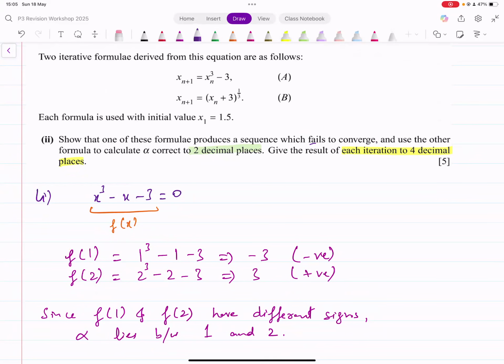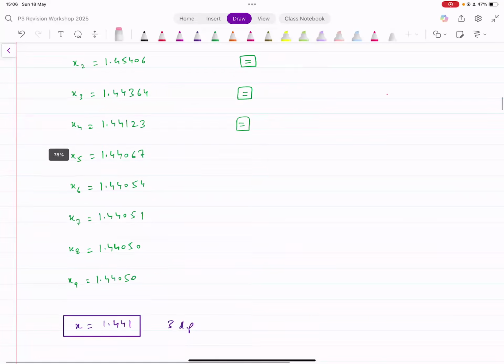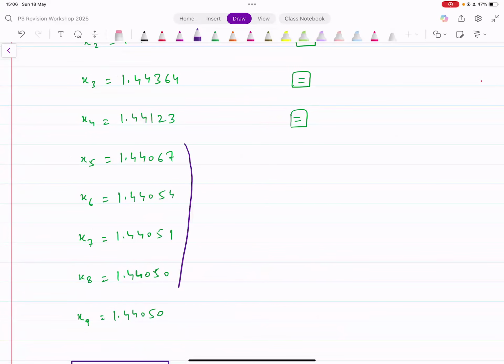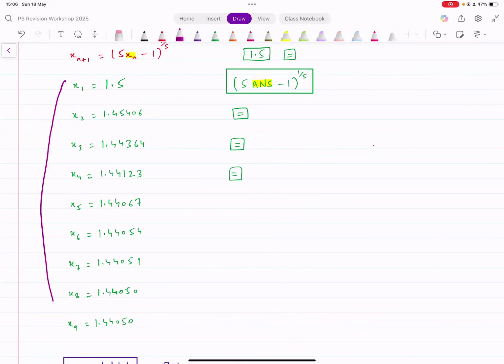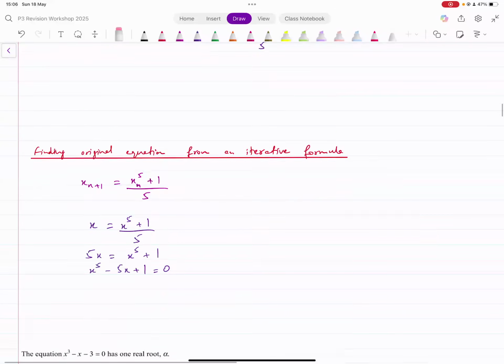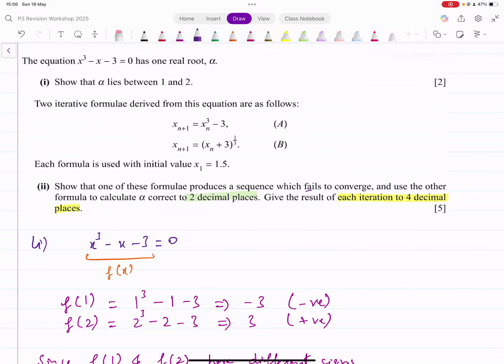Now, how would that work? Fails to converge. What does that mean? When we used this iterative formula earlier, the value was becoming stable somewhere. So we can say this value is converging to a specific value. This terminology is used a lot in iteration. They will say, this is the sequence of values that you're getting, and that's converging to a specific value, right? This is the sequence x1, x2, x3, x4, and it's converging to this final answer, okay? They're saying, show that one of these formulae produces a sequence, that means x1, x2, x3, x4, that fails to converge. Now, what does that mean?